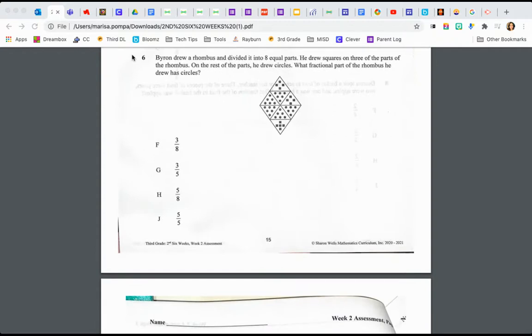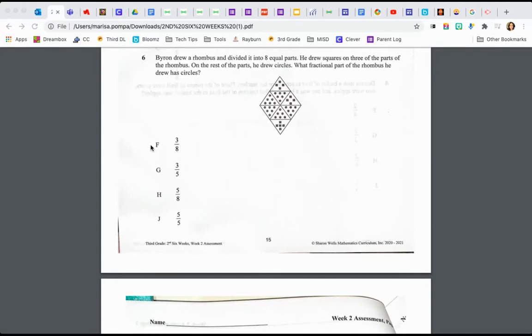Number 6. Byron drew a rhombus and divided it into 8 equal parts. He drew squares on 3 of the parts of the rhombus. On the rest of the parts, he drew circles. What fractional part of the rhombus he drew has circles?